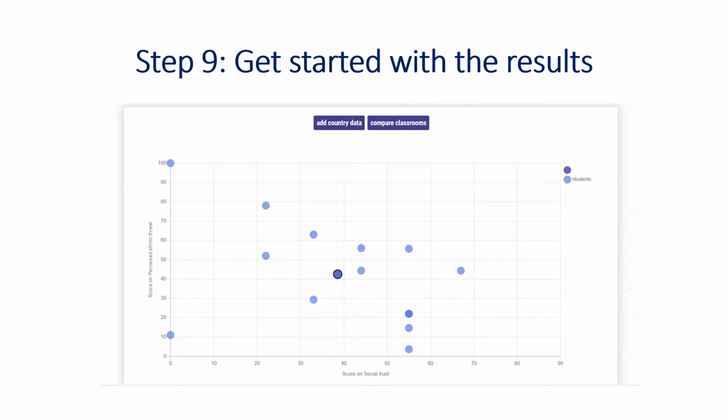Here too you can play with the graph. When you click on the dark blue ball at the top right, the average disappears. If you click on students, the results of the students will disappear.